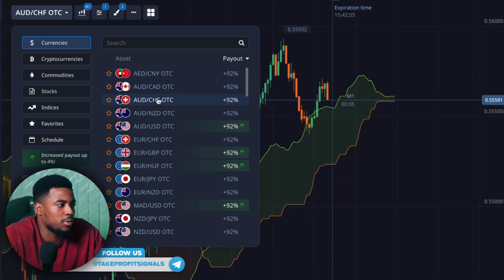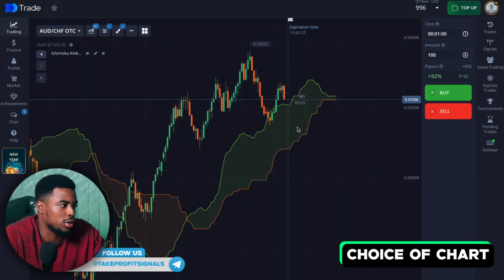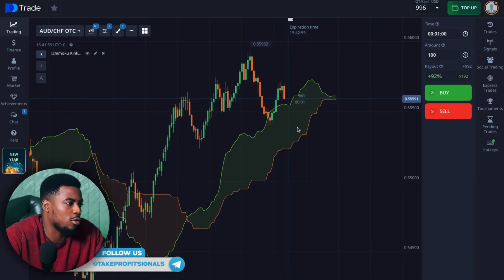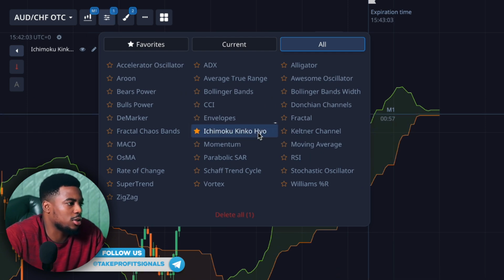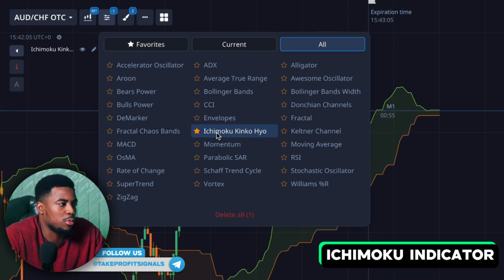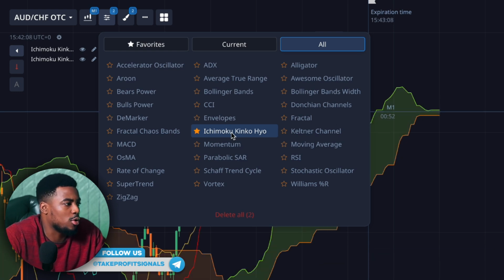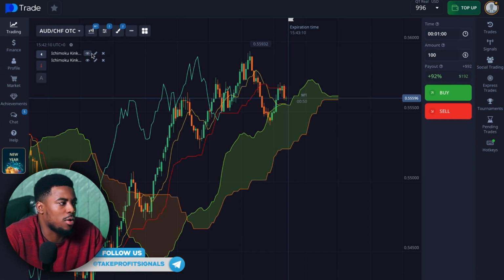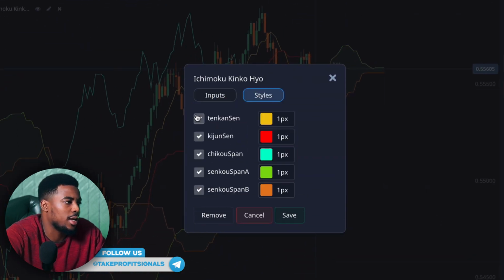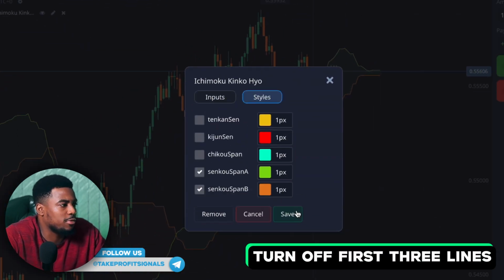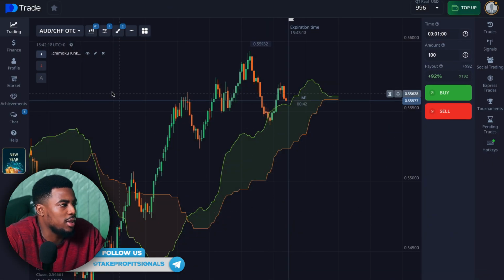The very first thing we need to know is the choice of the chart. Initially, we of course add an indicator in the indicators section. Here it is called exactly the same, Ichimoku. Add it, and the most important thing for us now is to customize it. We click on the pencil right here, and in style I just turn off these first 3 lines. We don't need them today.